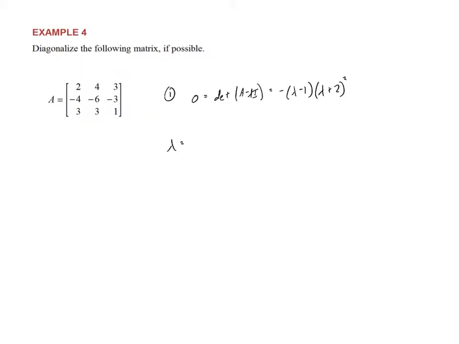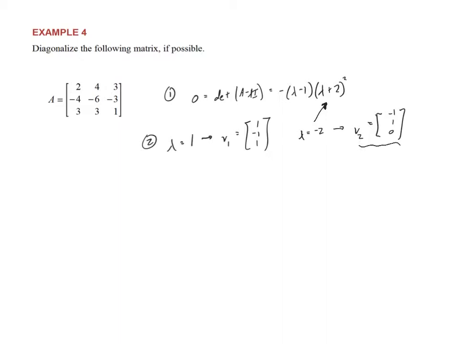For lambda equals 1, that corresponds to an eigenvector. So this is step 2. V1 is equal to 1, -1, 1. And then lambda equals -2. That corresponds to an eigenvector V2 of -1, 1, 0. And that's it, just that vector. So even though lambda equals -2 has a multiplicity of 2, it only produces one eigenvector when we solve A minus lambda I x equals 0.